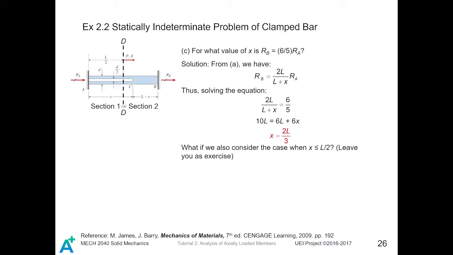For part C, it is rather similar. We just take the result from part A, then solve for this equation. Then we will get the position such that RB equals 1.2 times RA. Actually, the original problem requires us to also consider the case when x is less than L over 2. However, I wish to leave it as an exercise to you because it would be too time consuming to do it here. Maybe you can find it in the exercise.